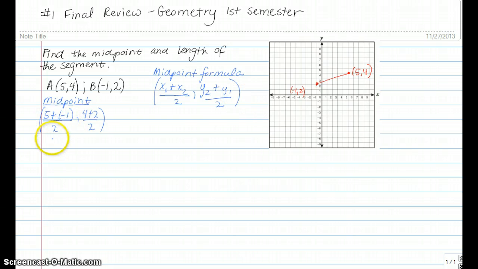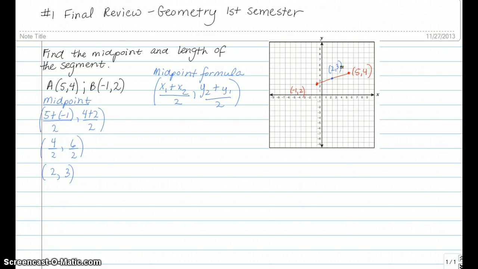5 plus -1 is 4 divided by 2, which equals 2. So your first ordered pair, your x coordinate, is 2. 4 plus 2 is 6 over 2. So your y coordinate is going to be 3. So (2, 3). When we go to (2, 3), that in fact does look like the midpoint of the line.